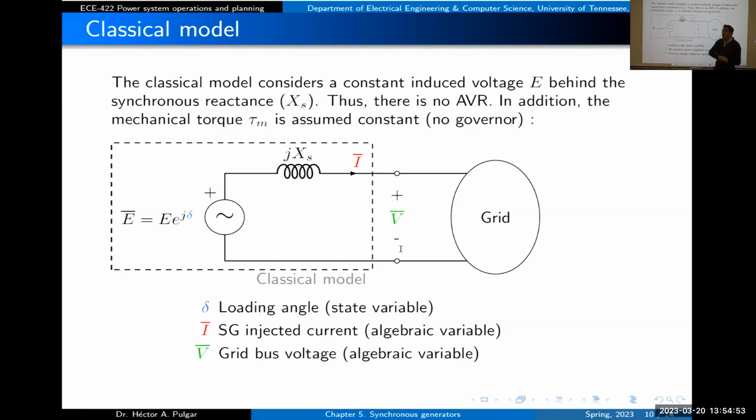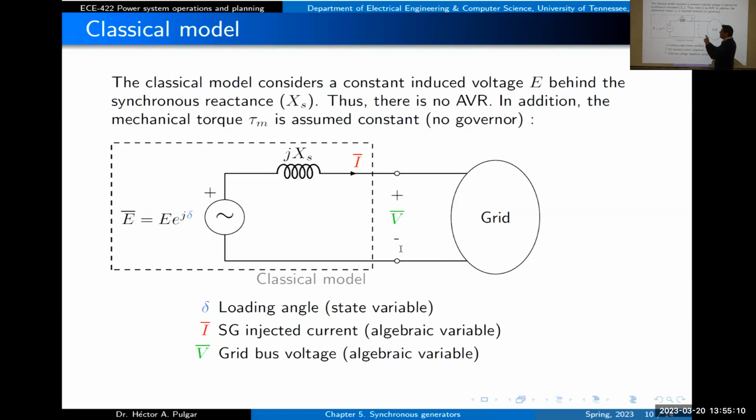So what happened in the first example for the disturbance we considered? What happened to the electrical power? We assumed a short circuit at the terminal of the machine, and the electrical power was sent instantaneously to 0. That is due to this representation. We are assuming that algebraic model.